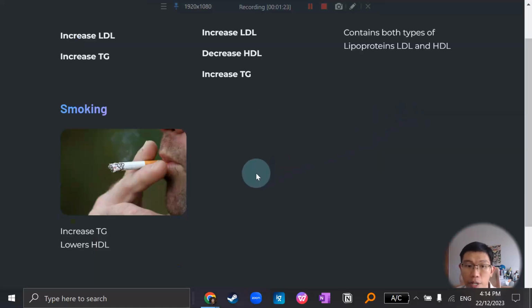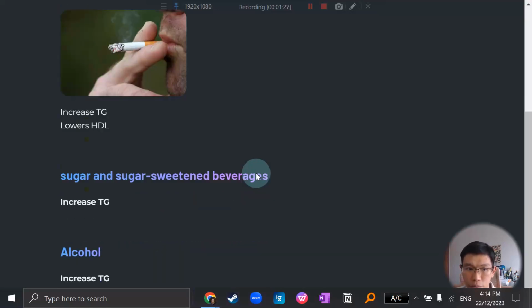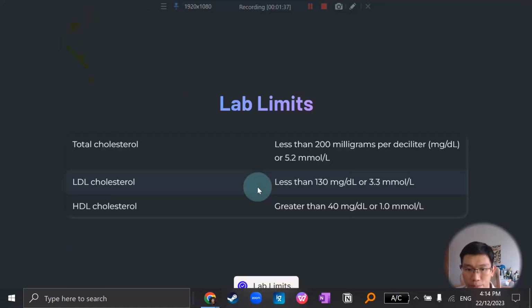Smoking increases triglycerides and lowers HDL. Taking excess sugar and sugar-sweetened beverages can increase TG. A high intake of alcohol can also increase TG.